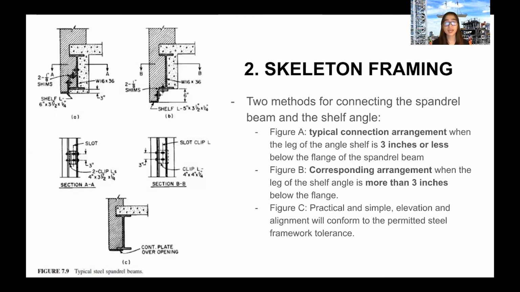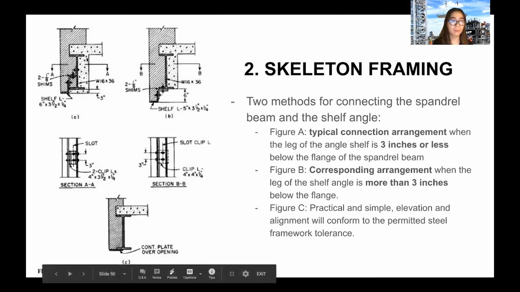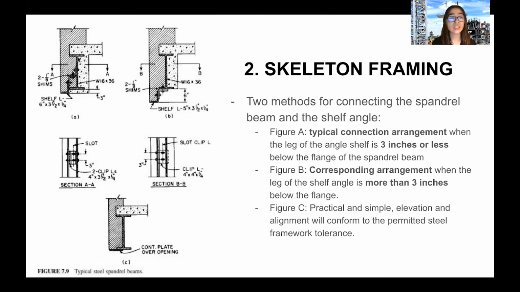Two methods for connecting the spandrel beam and the shelf angle. So in figure A here, we have a typical connection arrangement, when the leg of the angle shelf is 3 inches or less below the flange of the spandrel beam. So the beam, if you can see in my pointer, has two flanges, the top and the bottom flange. So we're talking about the bottom flange. So it's 3 inches or less below the bottom flange of the spandrel beam.